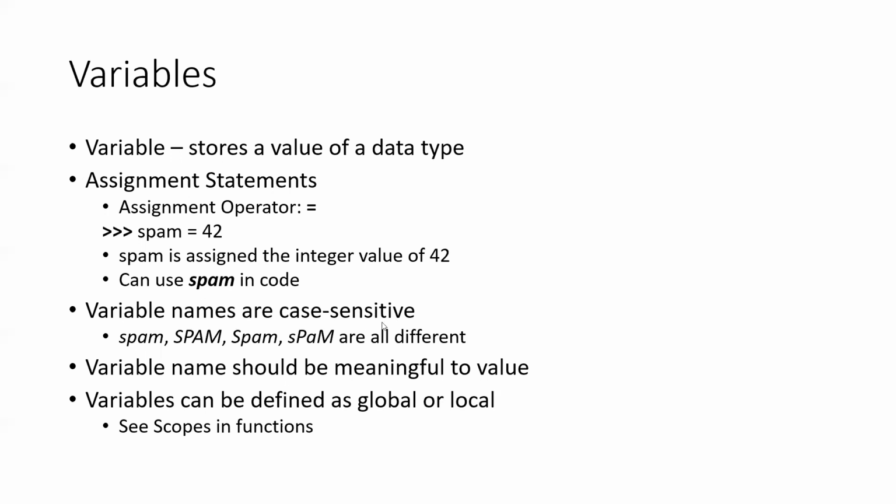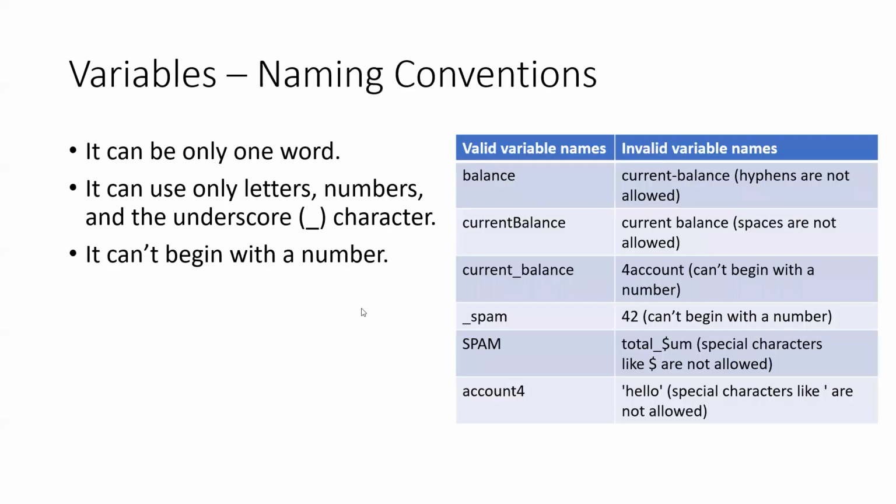Remember that variable names are case sensitive, so all of these are different, and that variable names should be meaningful to the value itself. In other words, don't call it something that doesn't make sense, because as you get through your code it's going to be a lot harder to follow. For example, calling it var1 is not going to be as beneficial as calling it name. Variables can be defined as global or local variables. Make sure you follow along with that. We'll talk a little bit about that in a minute.